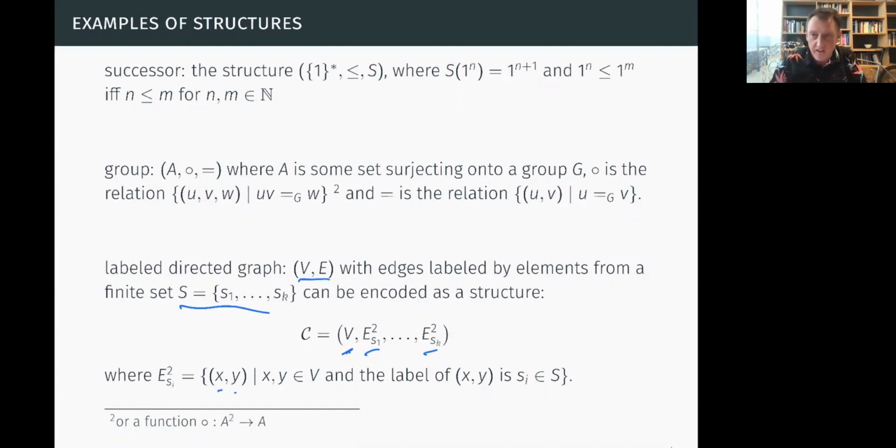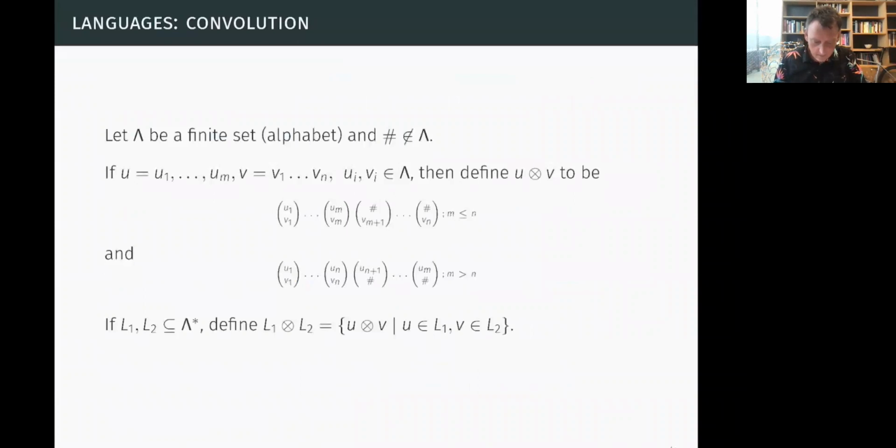So it's just a very abstract nonsense thing to do, to take your favorite object, maybe it's a graph, maybe it's an algebraic thing, maybe it's a logic thing, and you turn it into a structure. Okay, so a couple more bits of notation.